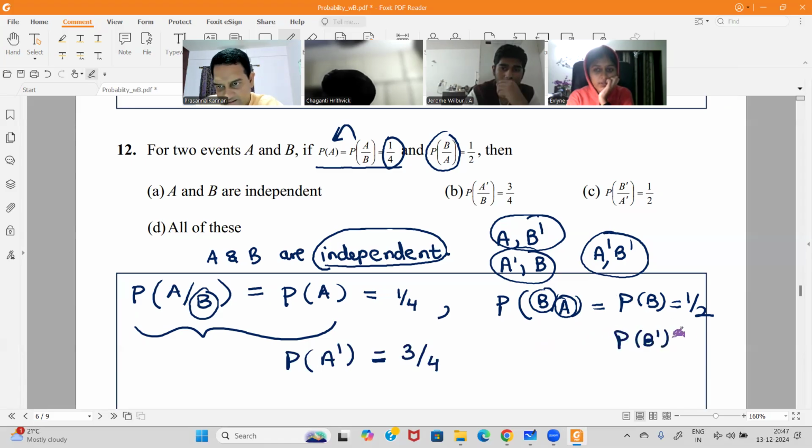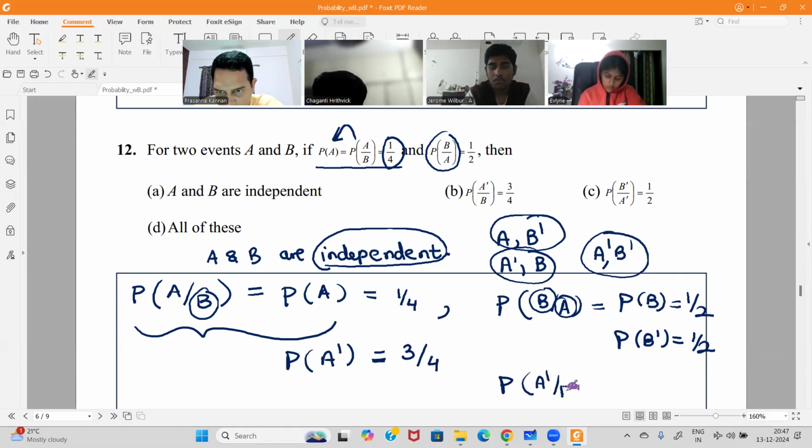Half. Exactly. See, the moment you see this option, you should not tick that. You should also evaluate the other ones. So, Jerome, you can try this. What is the meaning of P of A dash given B? How can I write it? P of A dash, sir. Very good, because A dash and B are also independent.